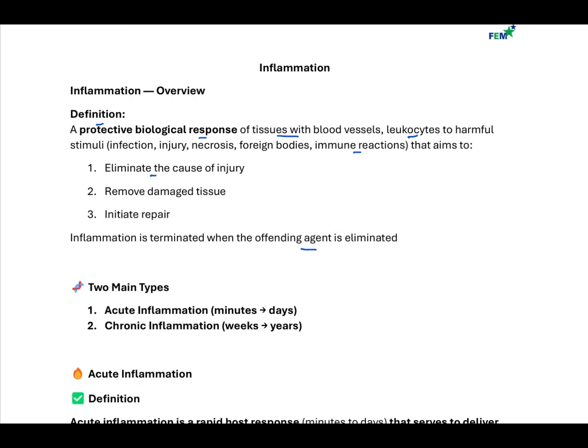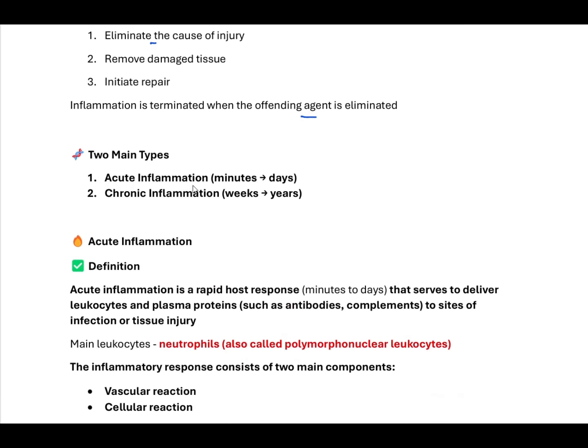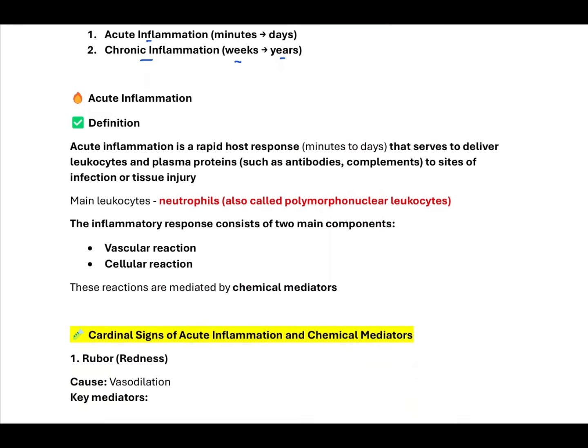There are two main types of inflammation. One is what we call acute inflammation, which based on duration usually means up to 2 days. We also have chronic inflammation, which lasts weeks to years. We're going to start with acute inflammation.